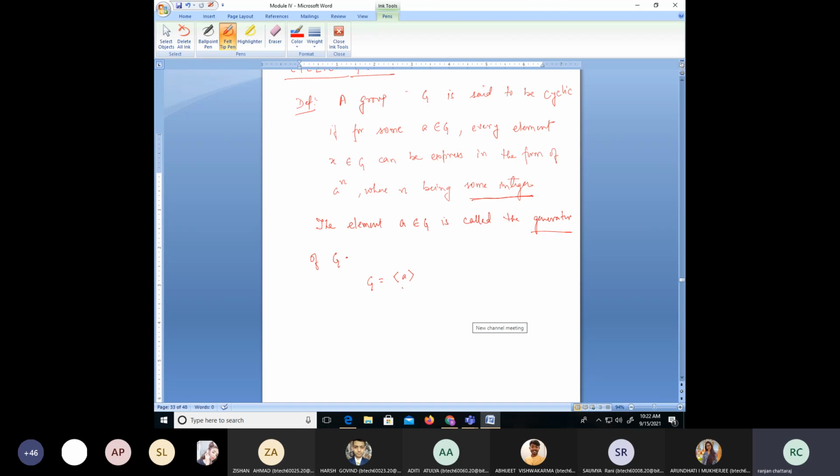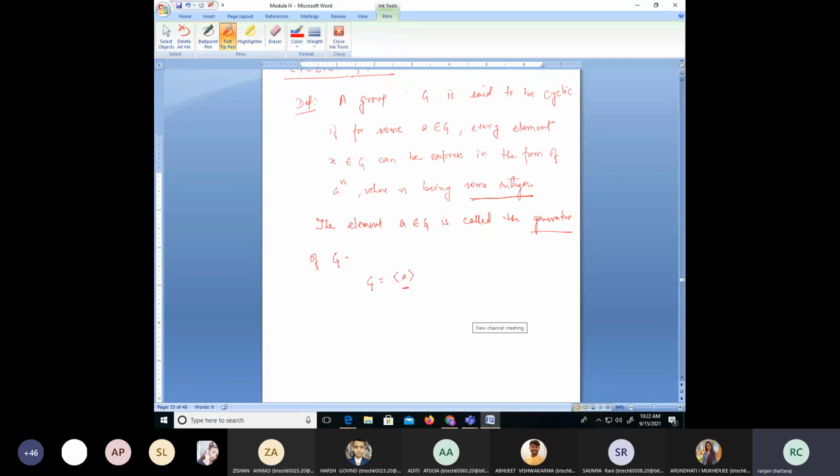So A is the generator of G. Why is it called generator? Because by means of A, or with the help of A, any element can be expressed in the form of A to the power n. That means any element of G can be expressed in terms of powers of A.